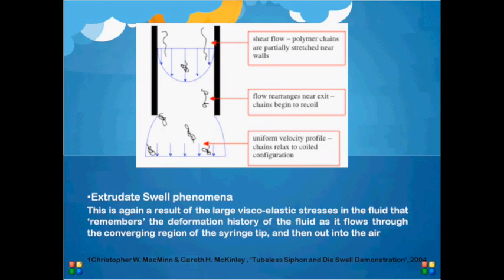This stretching gives rise to viscoelastic stresses, which remember the deformation history of the fluid as it flows through a tight orifice. Towards the exit of the orifice, the chains begin to recoil, and we can then witness the swelling of the fluid.